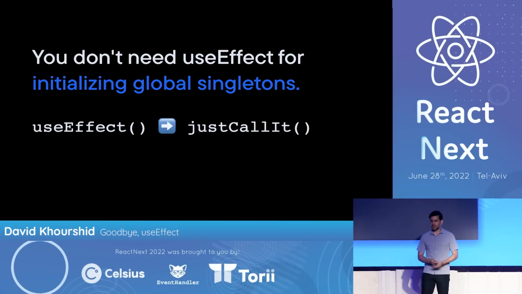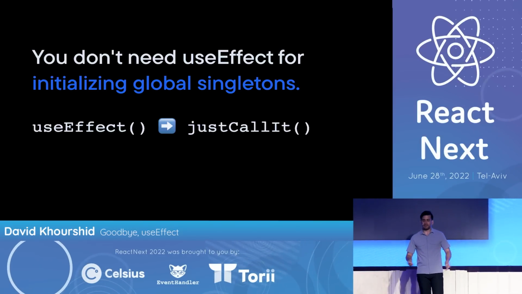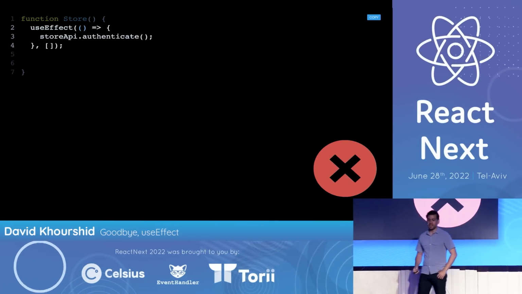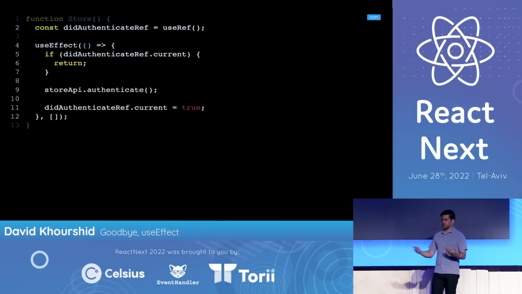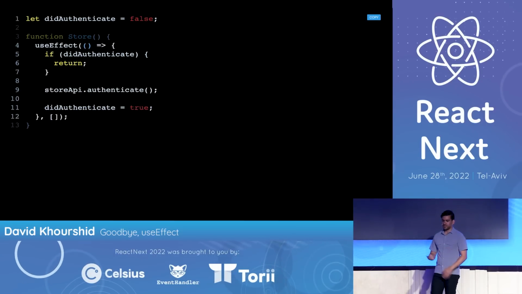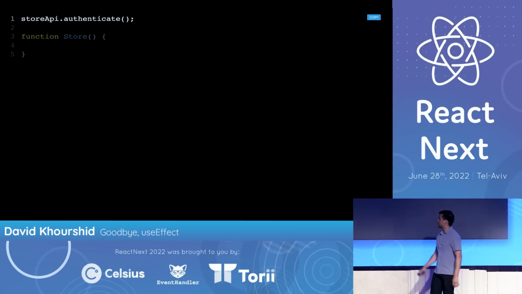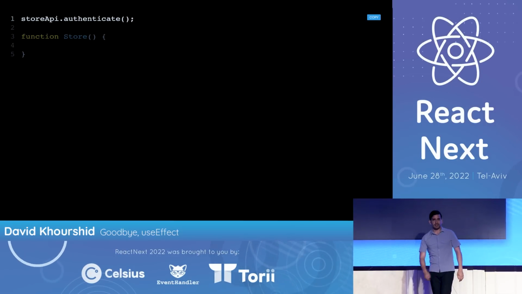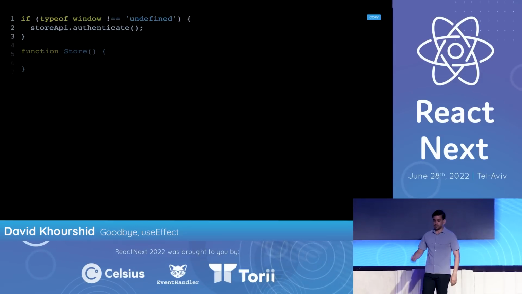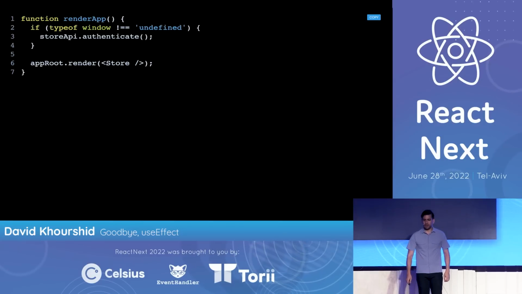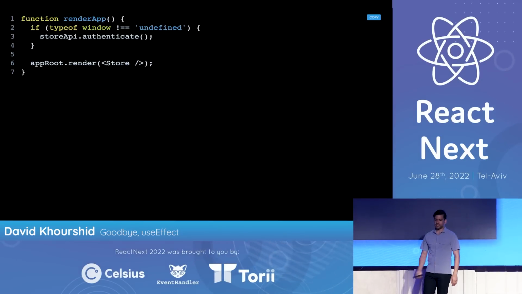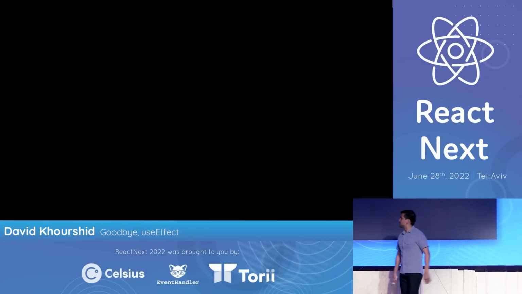So also, real quick, you don't need useEffect for initializing global singletons. You could just do it. So here's one of those. You could use a ref. Don't really recommend doing that. I'm just going to skip ahead to the good part, which is just call it outside the component. Some of you might be complaining, like, hey, what about SSR? Check for the window. What about testing? Wrap it in a function. You don't need to put this in useEffect.